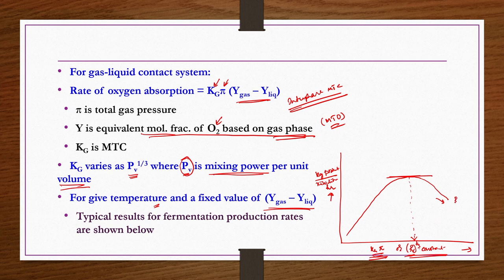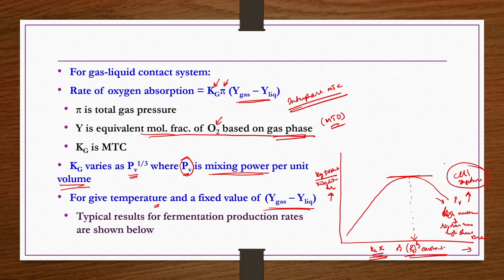Because PV is increasing, that means high mixing takes place. So a rigorous mixing leads to high shear stress, right? High shear stress, etc., may lead to cell rupture.